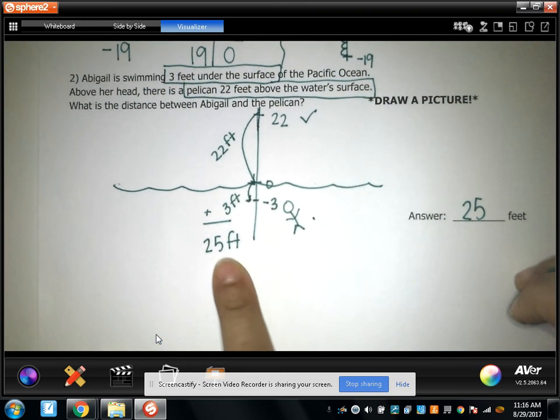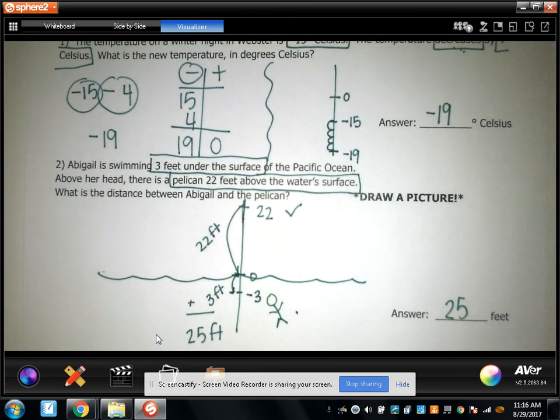This is a case where drawing a picture accurately is really going to help you visualize the problem. Okay, I hope this was helpful. Please see me if you have any questions.